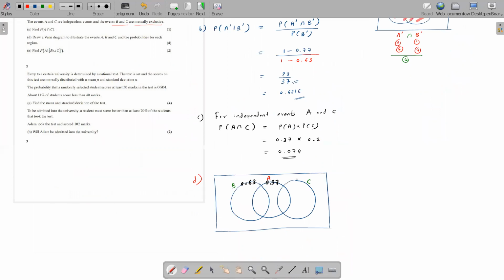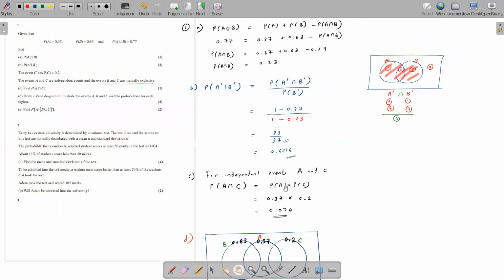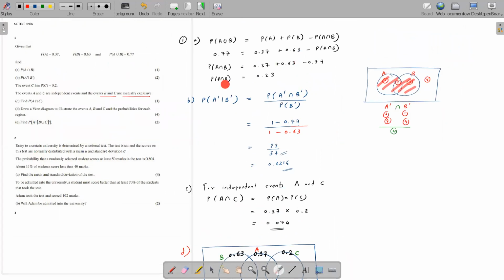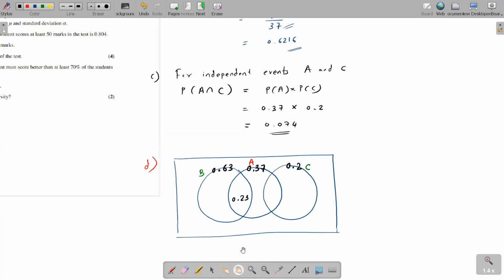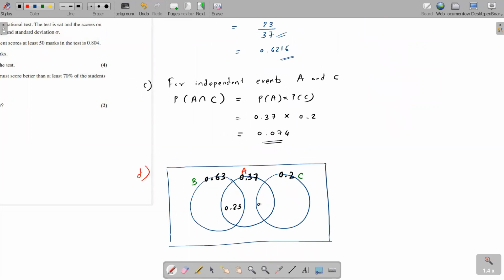Okay, so now let's go for the intersections. What are the intersections that we have found? A intersection B is found right here. The region common to A and B is how much? 0.23. Do you agree? What else do we know? A intersection C is also found. A intersection C is 0.074. My diagram is too small.